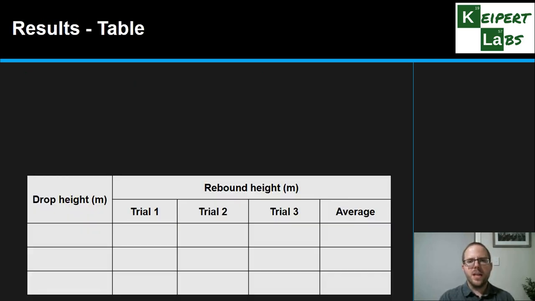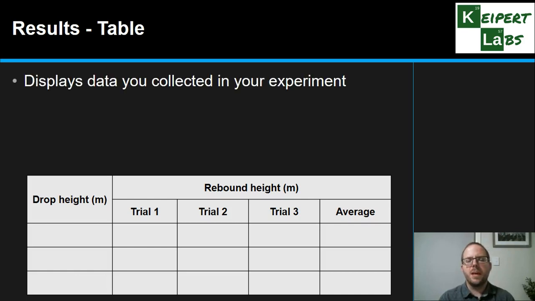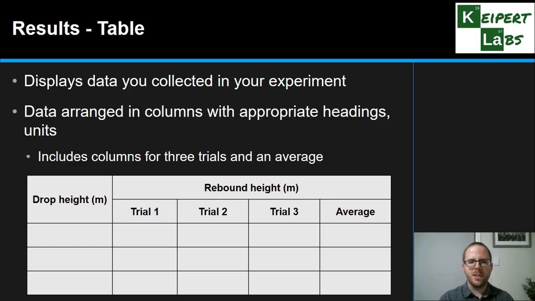Okay, so then we get to the stage of collecting our results into a table. So firstly, the purpose of the table is to display the data you collect in your experiment. It's a particular structure that helps us to do that effectively. We are arranging data in columns that each has an appropriate heading with units if relevant. So whatever was used to measure that particular variable. We have columns for 3 trials and an average as well. That's really important so that we can recognize that our data is not a fluke, that we can identify patterns that are consistent.